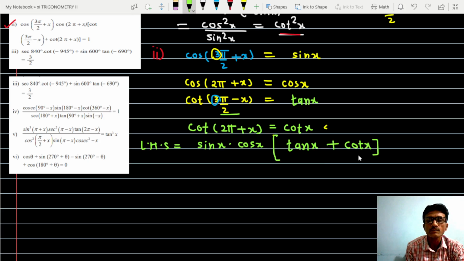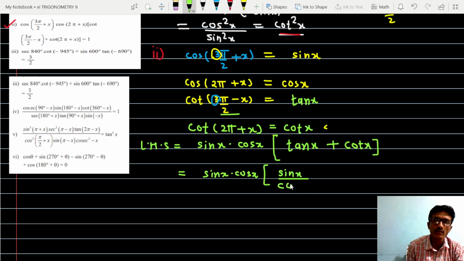Here sin x into cos x, and inside bracket we have tan x, tan x is sin x upon cos x, sin x upon cos x plus cot x is what, cos x upon sin x, upon what, sin x, this is equal to sin x into cos x.